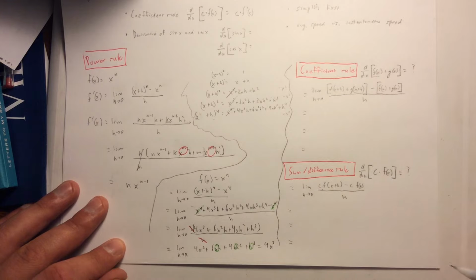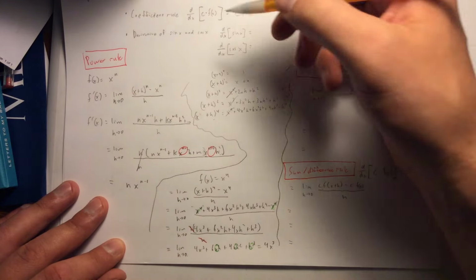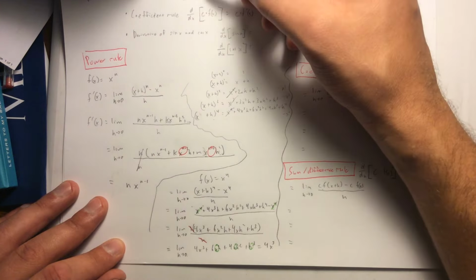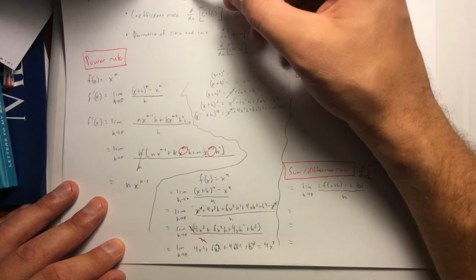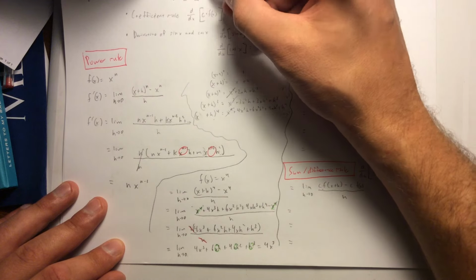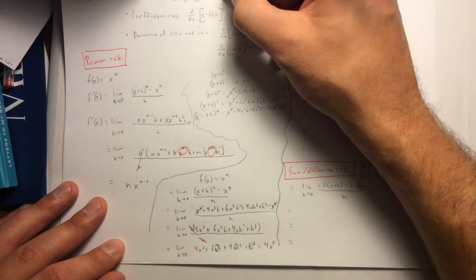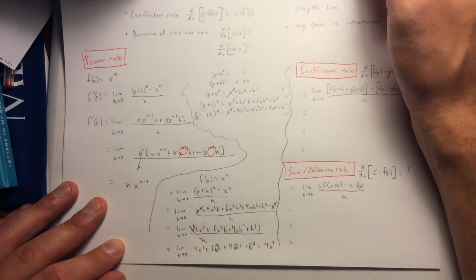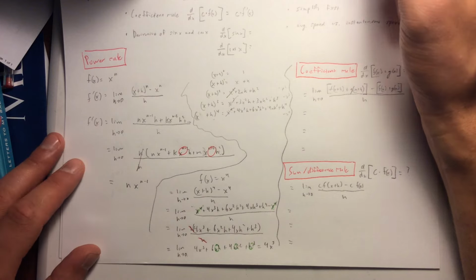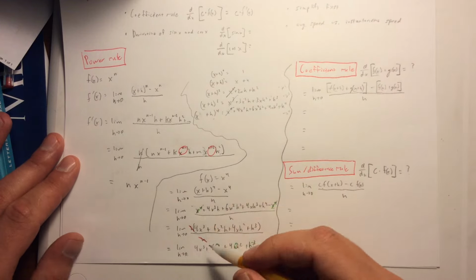4x cubed. So for x to the n, the derivative of x to the n is always: bring the exponent down, x to the n minus 1. That's the shortcut. This is the long way.